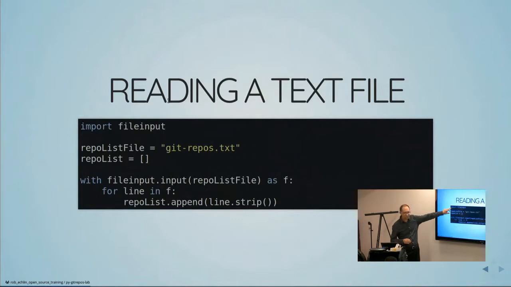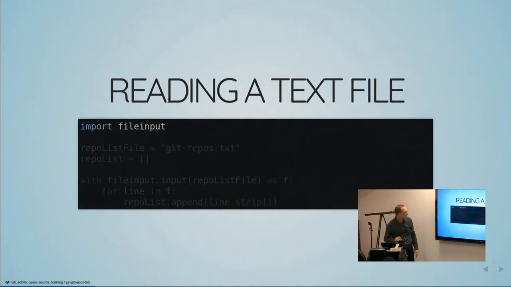Somewhere there's another file that is being imported. It's actually something from the, let me do it this way. Highlight that one. We're importing a module from the Python standard library. Then we're declaring a variable and setting it to the name of a file. Then we're declaring a variable to something, and this is a list. You might call it an array in another language.